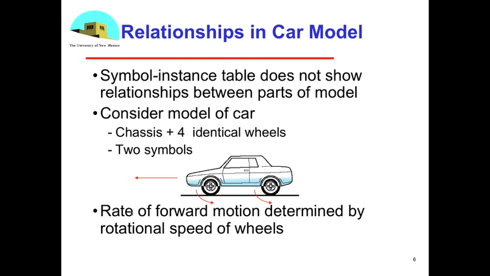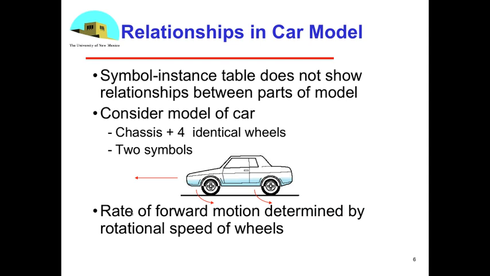There's a chassis which sort of moves as a whole, and there's 4 wheels that rotate. So the first thing you notice is, well, the 4 wheels are identical, so we only need 2 symbols to build up this model, a chassis symbol and a wheel symbol. Of course, they could be made up of simpler things, but let's think of a wheel symbol and a chassis symbol. And second, that the motion is coupled.